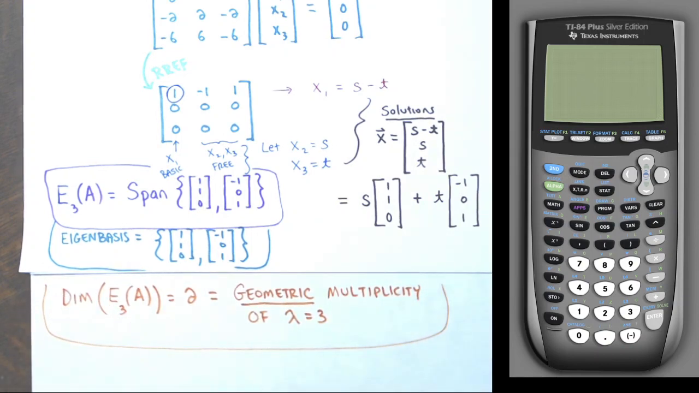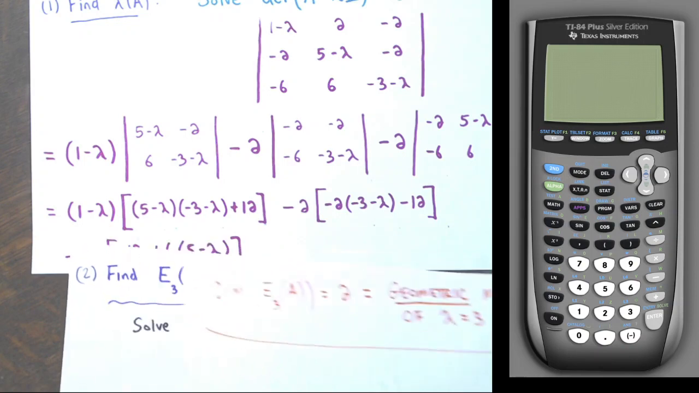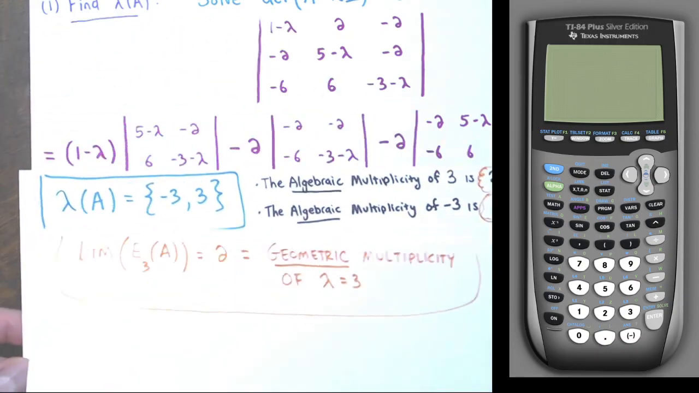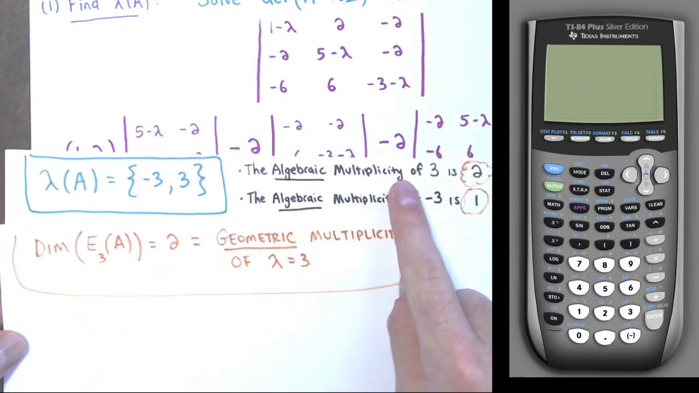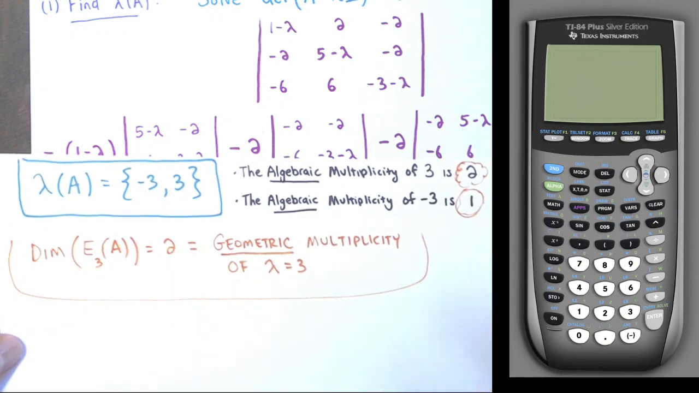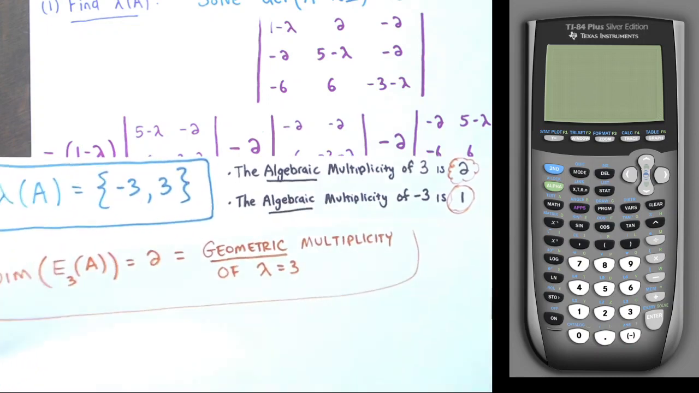And just double check the statement: it should be true that the geometric multiplicity of an eigenvalue is less than or equal to the algebraic multiplicity. And we saw that earlier. Where did I throw that? Oh, here it is. So we saw the algebraic multiplicity of 3 was also 2. So in this case they're equal. But again, one more time, geometric will be less than or equal to algebraic.